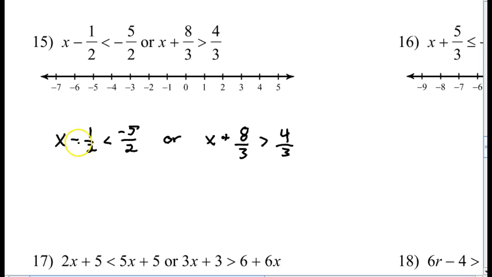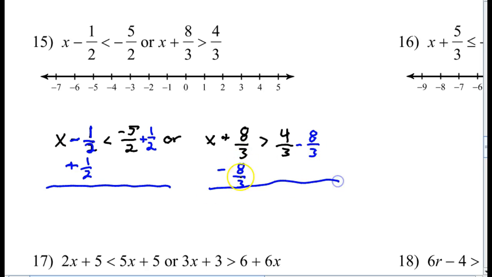Alright, so just like we did above, start with adding and subtracting. We have a -1/2. So to undo a -1/2, add 1/2, right? And do that to both sides. On the right-hand side, we have a plus 8/3, so I'm going to subtract 8/3. These both equal 0, and we'll have x less than, greater than.